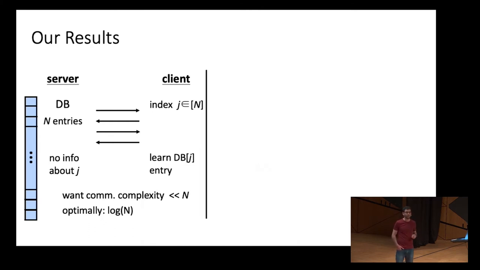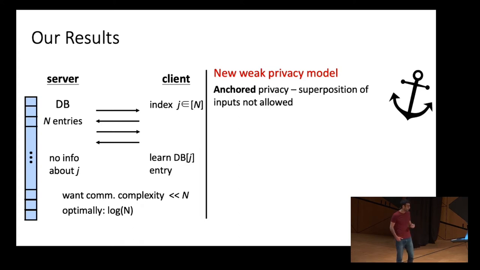which leads to our attempt to define a model that is both as close as possible to this specious model and also captures non-trivial properties of the quantum setting. So the first result that we show is this new weak privacy model, and we call this anchored privacy. The point in this model is just to not allow the input of the server to be in superposition.